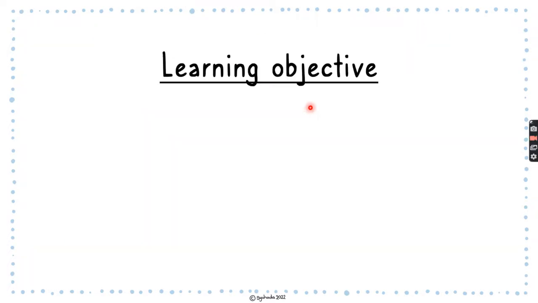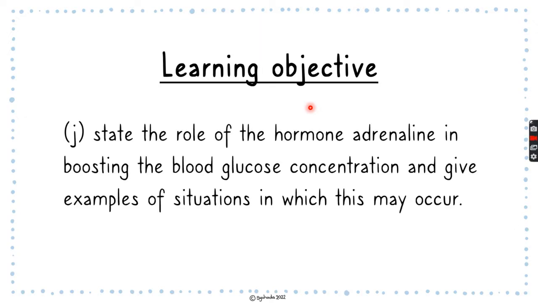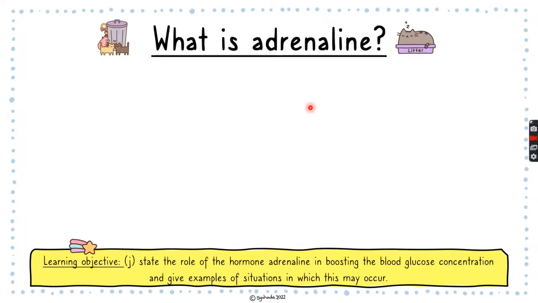Next is our next learning objective, where I think we have about 3 today. So this is your next one, which is J. State the role of the hormone adrenaline in boosting the blood glucose concentration, and give examples of situations in which this may occur. So what is adrenaline?